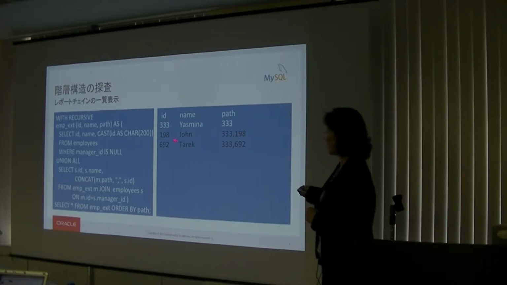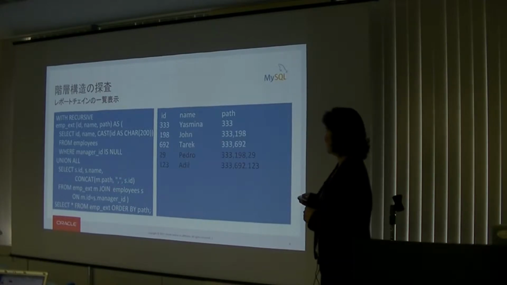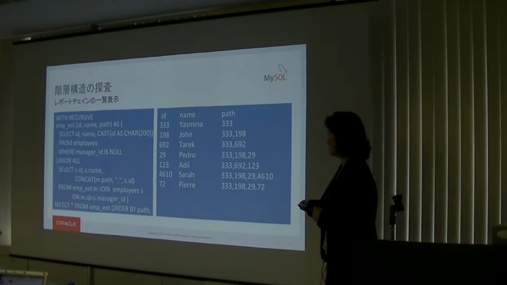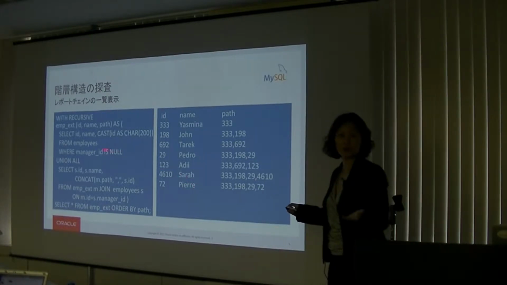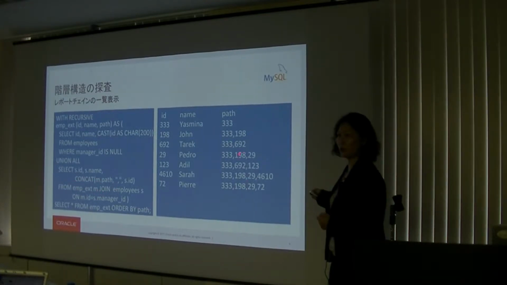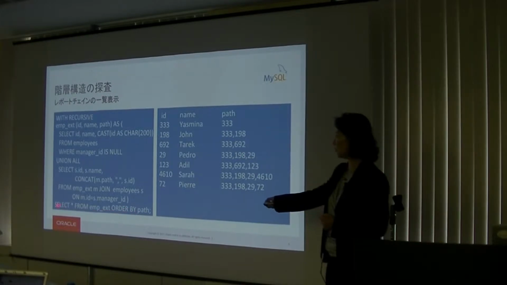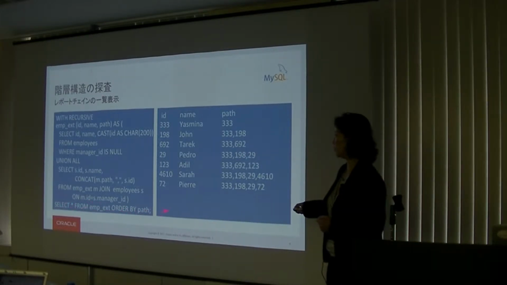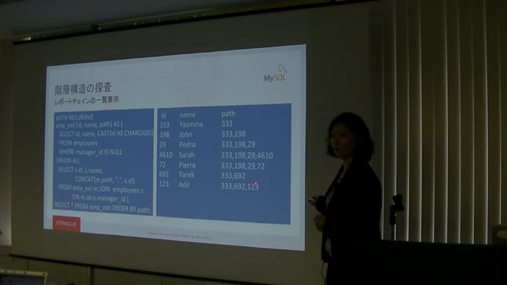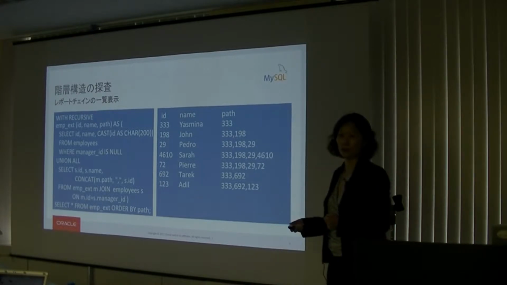Since this iteration gives a result, we'll keep executing this part and produce Pedro and Adriel, and they report to John and Tarek. And this will keep going until, in this iteration, Sarah and Pilar have no direct reports. So this query will return no records. Then the iteration stops, recursion stops. And finally, we have select star, order by path. So we'll do the sorting in the temporary table and return this result to the client.